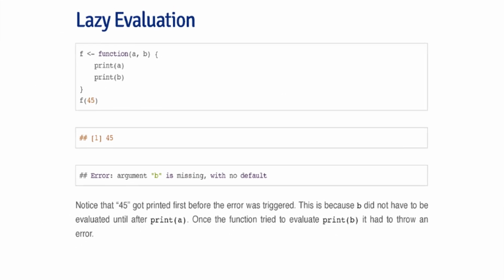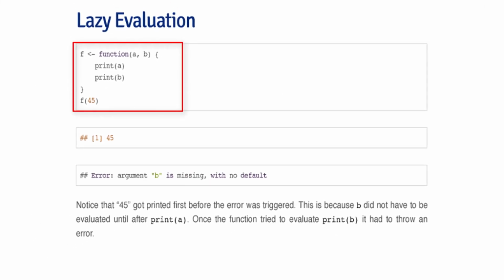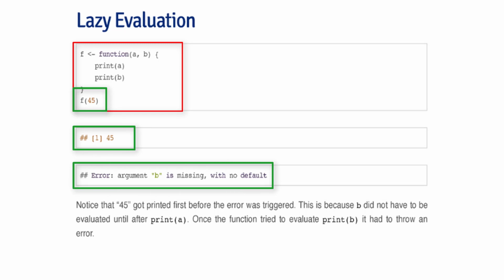Here's another example of a function that's only slightly more complicated than the previous one. This is another function that takes arguments a and b, but now the function prints out a and prints out b. When I call f of 45, look what happens. I get an error that says argument b is missing. What happened is that it printed out 45 because 45 was matched to the argument a, so there was no error up until the first line of the function.